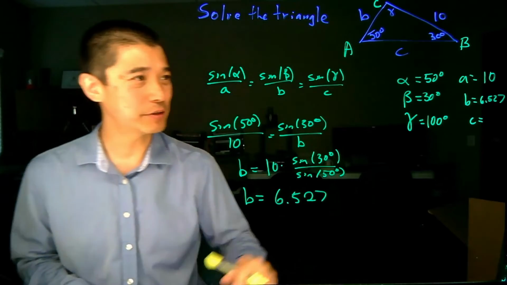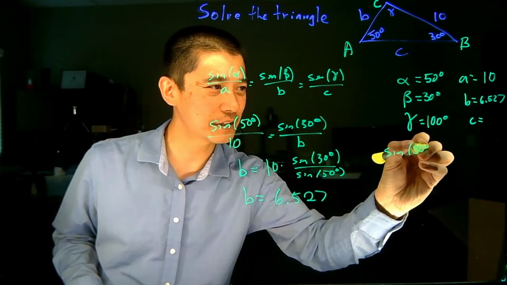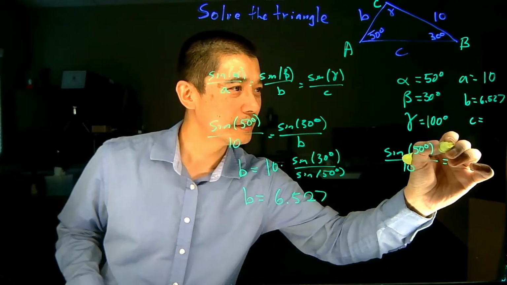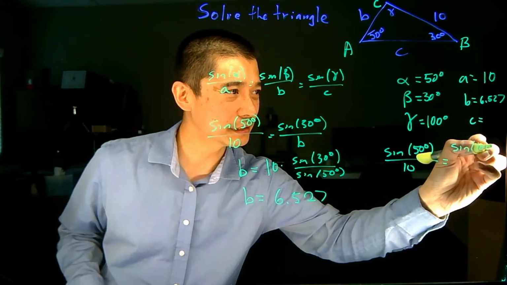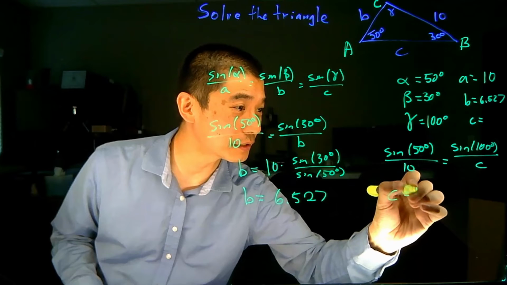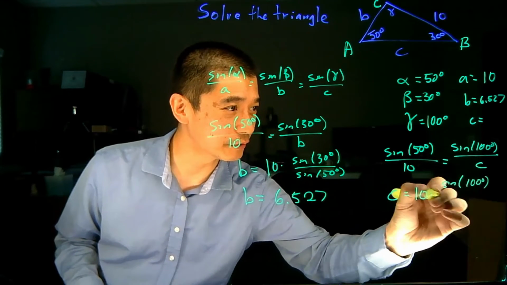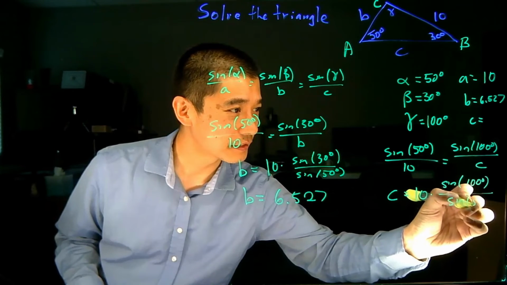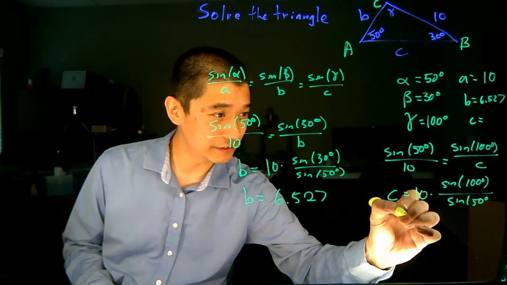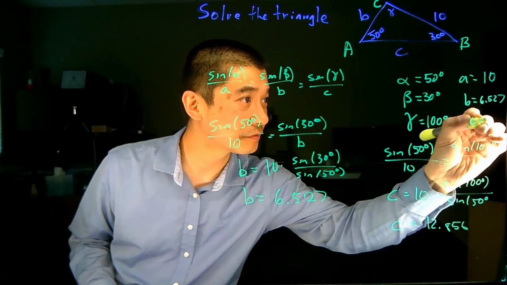So let's go back to the original. Sine of alpha over a, so sine of 50 degrees over a, which is 10, is equal to sine of 100 degrees over c. Now from here it's the same process. c is equal to 10 times sine of 100 degrees over sine of 50 degrees. Plug it into a calculator and you're going to get the value that c is about equal to 12.856.